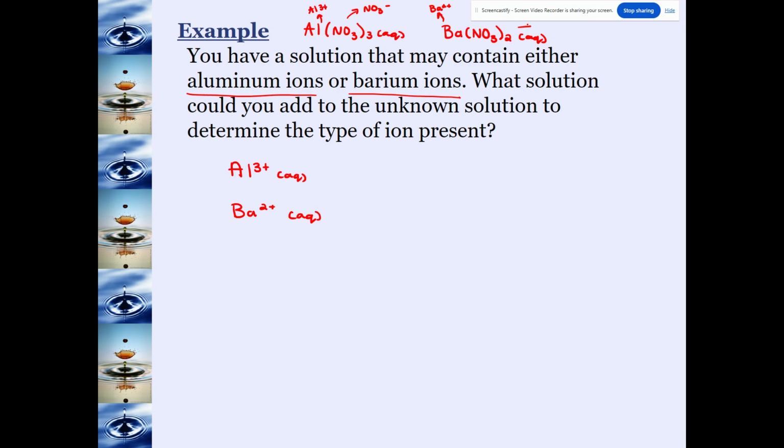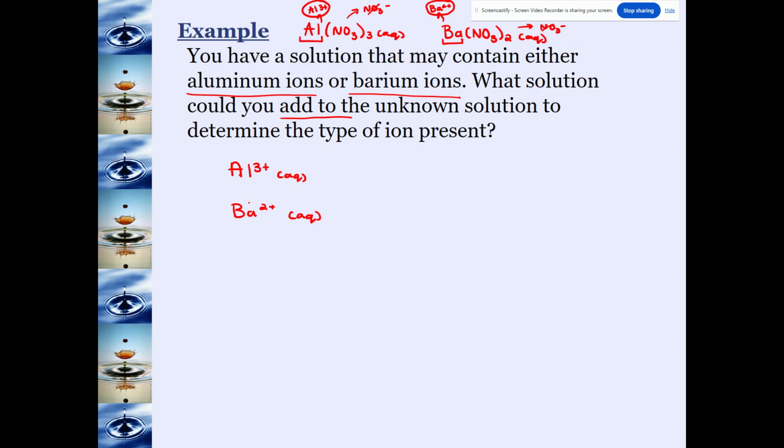Now, both of these solutions have nitrate in them, so that's not how we're going to test between them. One of them has a source of aluminum ions, and one of them is a source of barium ions, okay? So if you're given whole compounds, look at what's different between them, all right? So again, one has aluminum and one has barium. I'm going to add, like I said, a third solution that is going to form a precipitate with one of these ions and not the other.